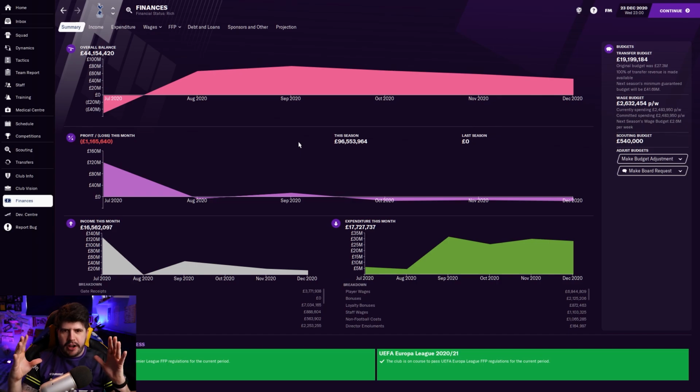Now, this does two things for a start. It essentially means that the player is happy because they're getting the new contract and that's all sorted, but it also means that you don't have to pay all that extra money for the rest of the season.